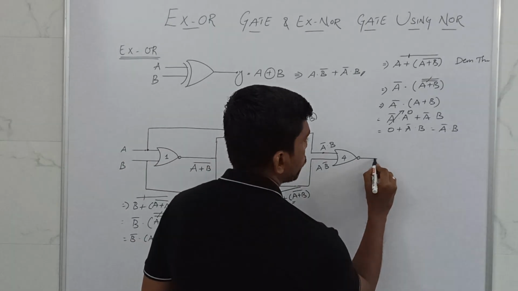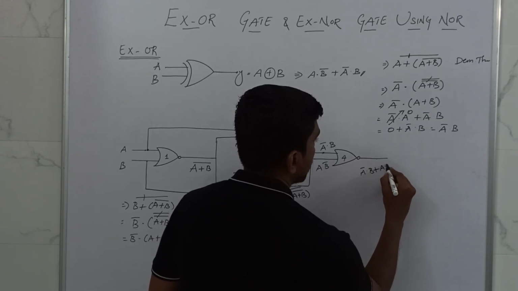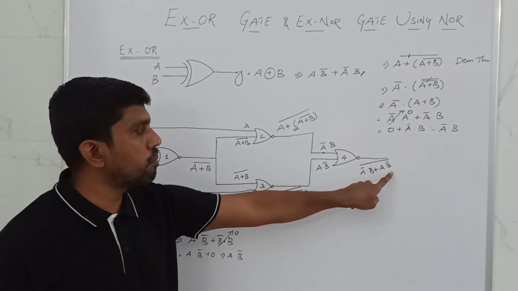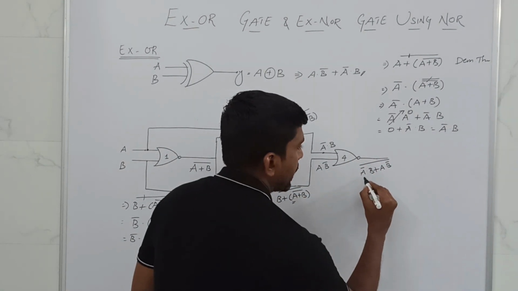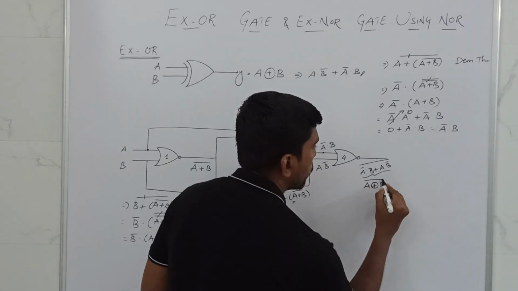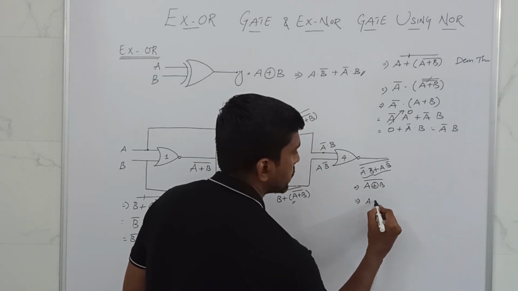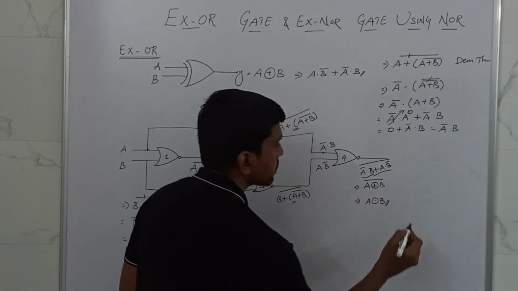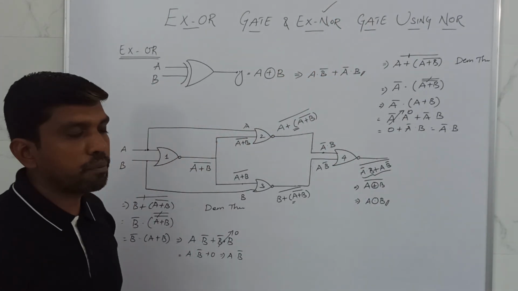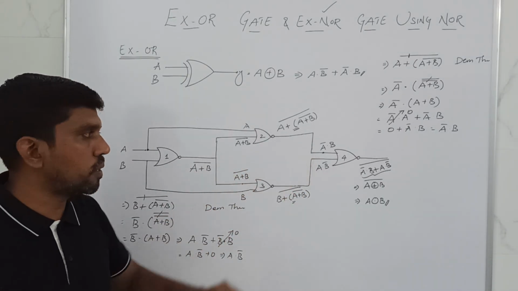So the output of the fourth NOR gate is A bar dot B plus A dot B bar the whole bar. This expression looks like A XOR B the whole bar, which is called A XNOR B. If you want to design the XNOR gate by using NOR gates, we need 4 NOR gates to implement the XNOR operation.